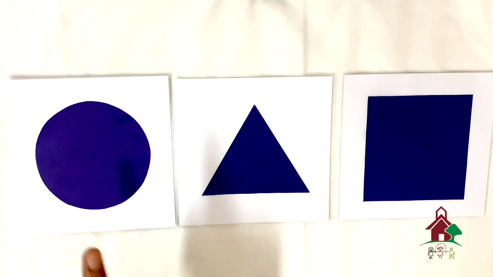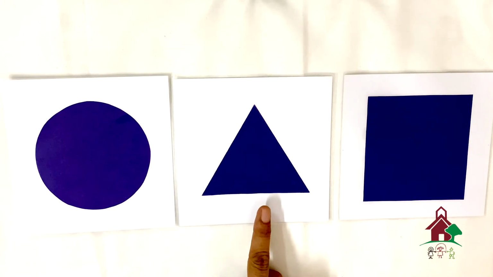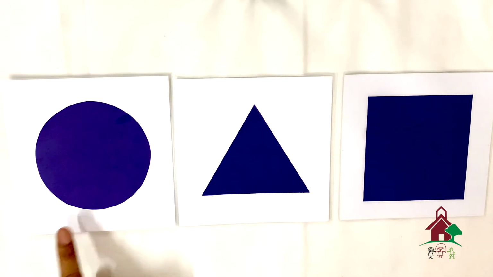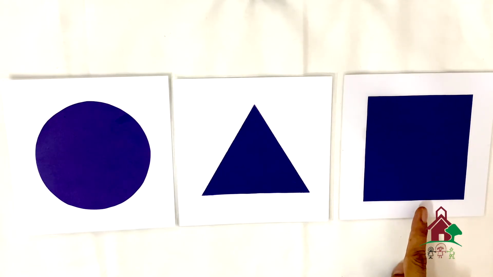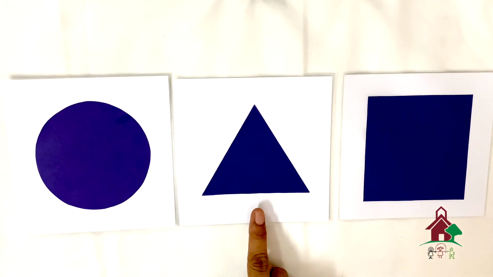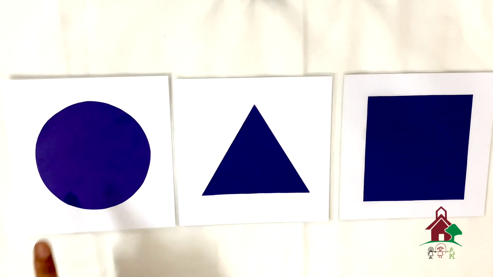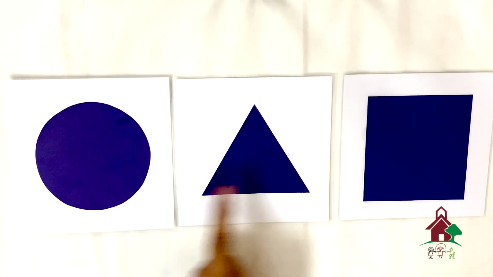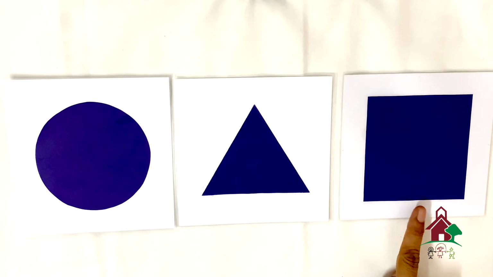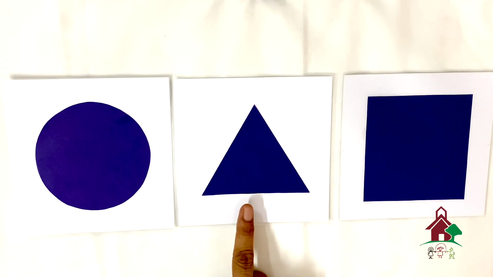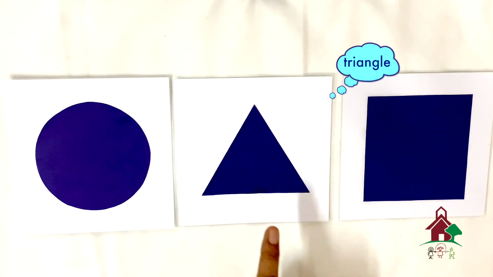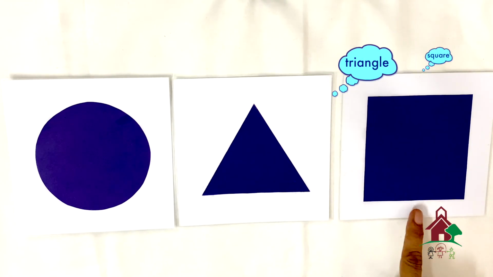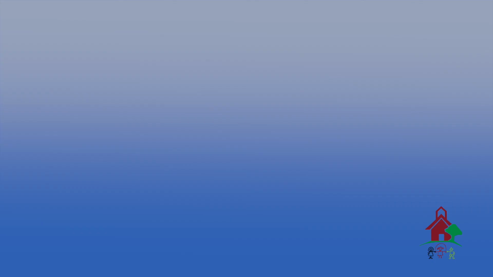Which shape is this? Square. Which shape is this? Circle. Which shape is this? Triangle. Which shape is this? Circle. Which shape is this? Square. Which shape is this? Triangle. Which shape is this? Circle. Which shape is this? Square. Which shape is this? Triangle. Very good. Circle. Triangle. Square. Good job.